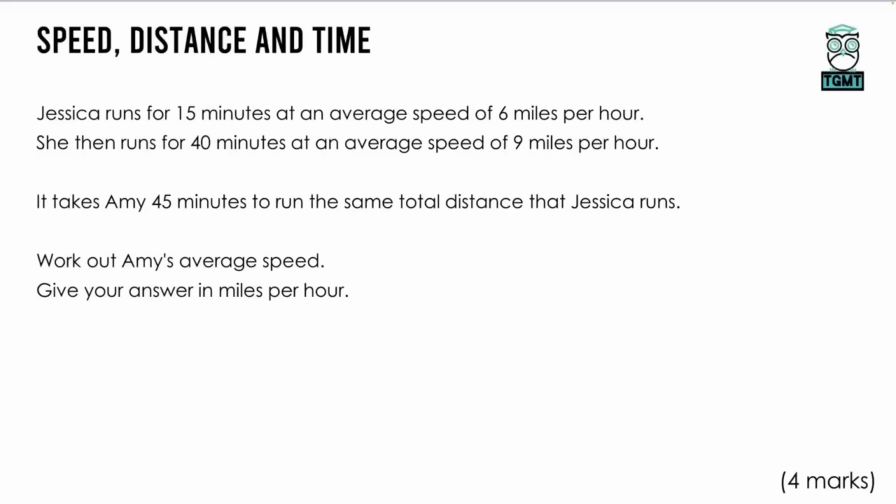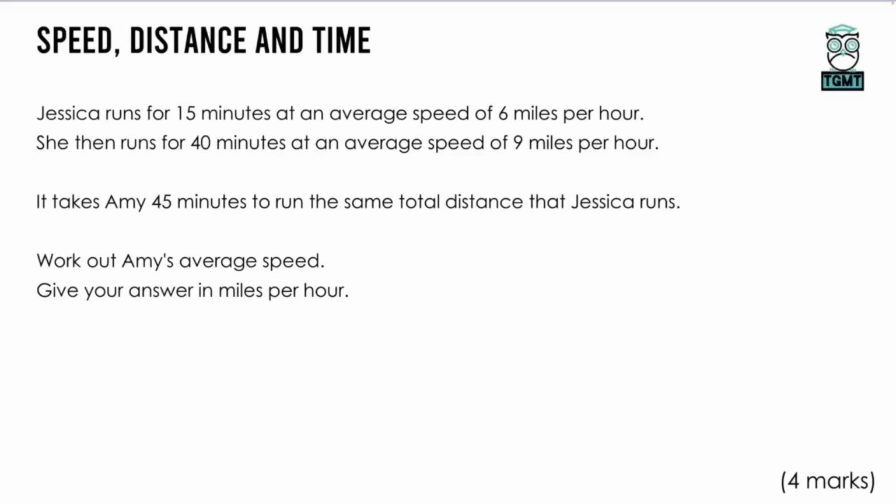And there we go, there's looking at some exchange rates and some unit conversions. So moving on to some speed, distance and time. It says here Jessica runs for 15 minutes at an average speed of 6 miles per hour. She then runs for 40 minutes at an average speed of 9 miles per hour. It takes Amy 45 minutes to run the same total distance that Jessica runs. Work out Amy's average speed.